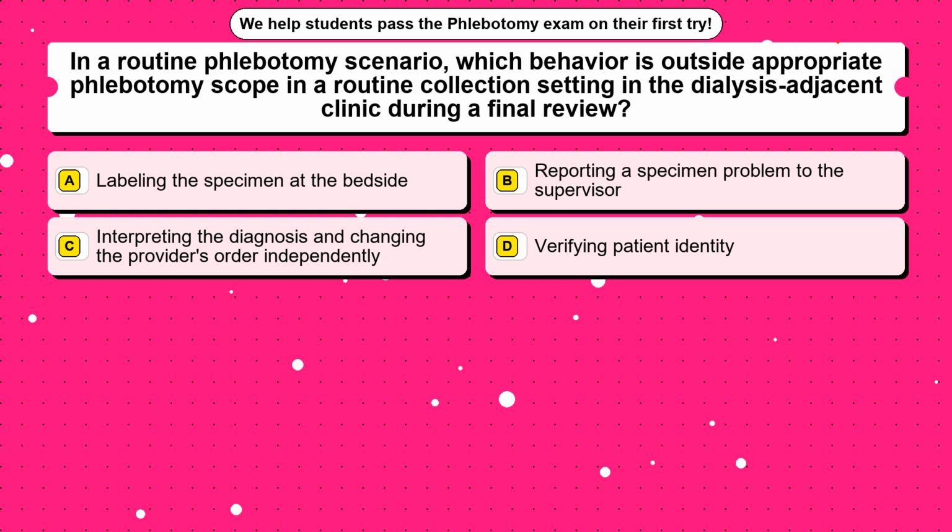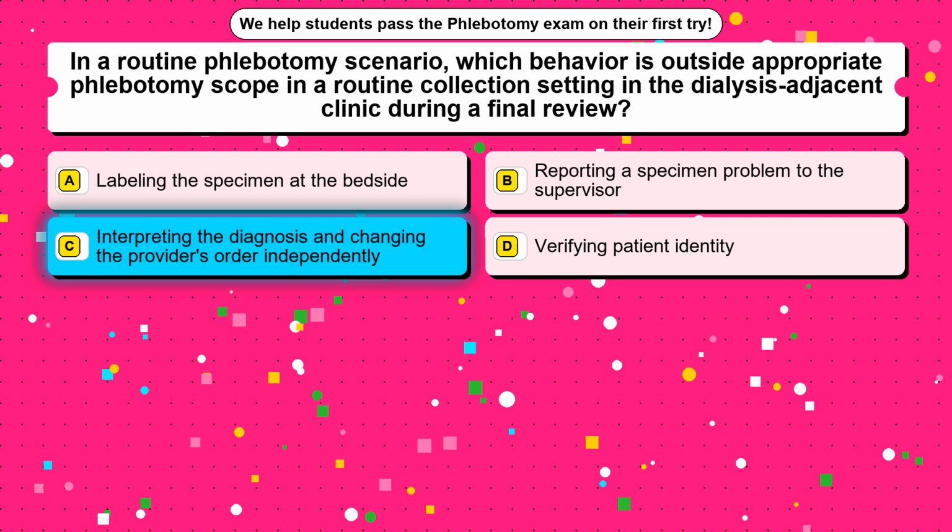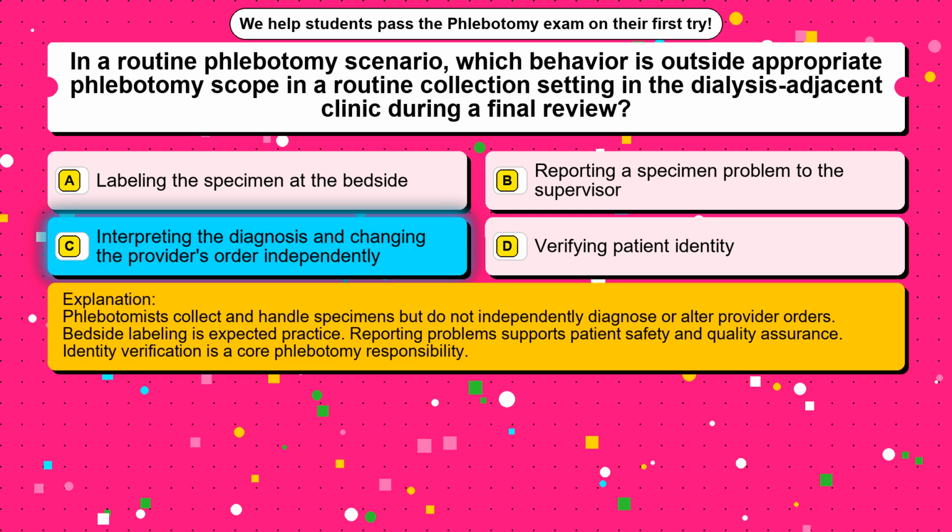Verifying patient identity. The correct answer is option C. Interpreting the diagnosis and changing the provider's order independently. Phlebotomists collect and handle specimens but do not independently diagnose or alter provider orders. Bedside labeling is expected practice. Reporting problems supports patient safety and quality assurance. Identity verification is a core phlebotomy responsibility.